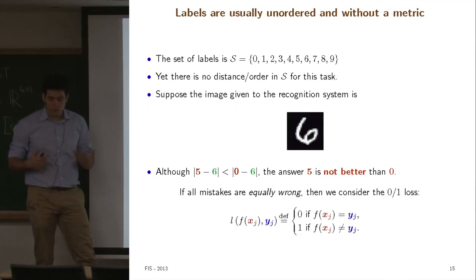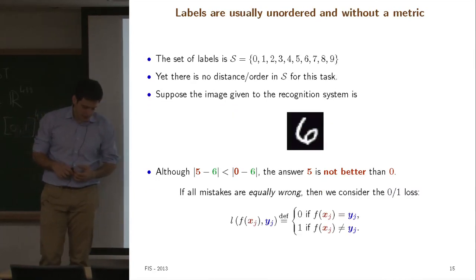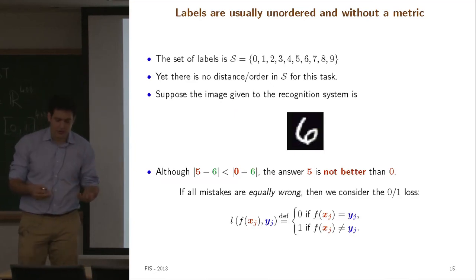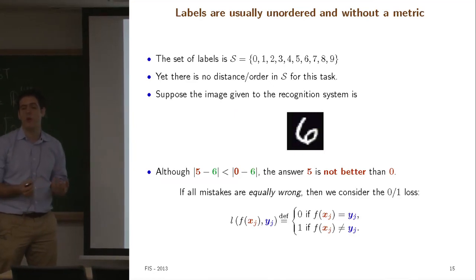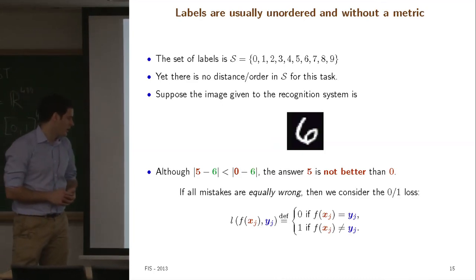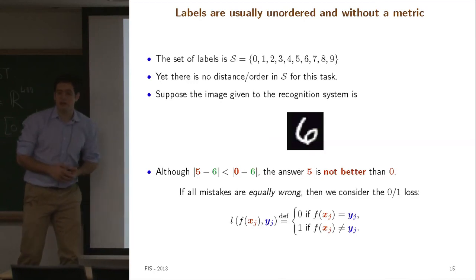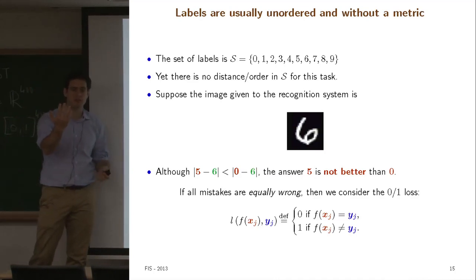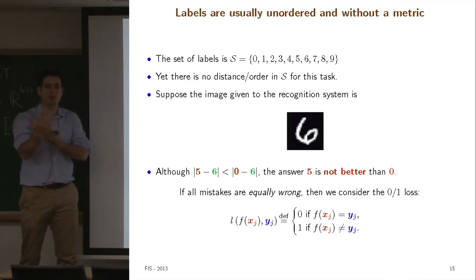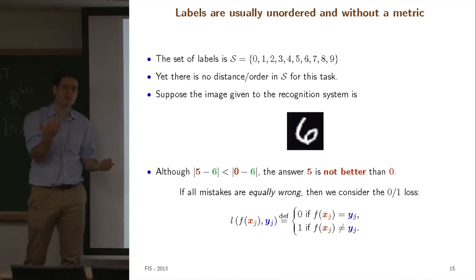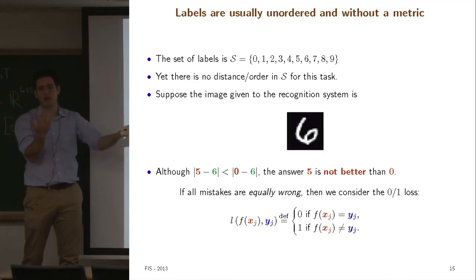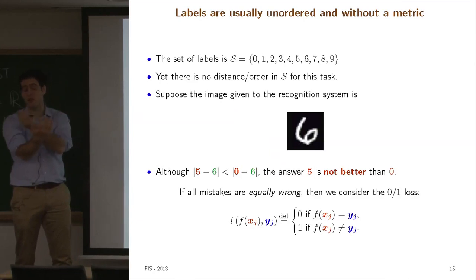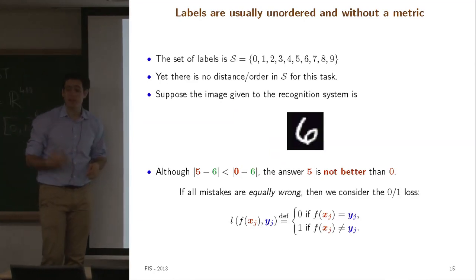So what people usually do in classification, as a first step, is use something called a 0-1 loss. This is what we will use in this lecture. So what is the 0-1 loss? It's the idea that all mistakes are equally wrong. If the image is a 6, any other digit is equally wrong: it's the same mistake to say that it's a 5, a 4, a 3, or a 0 or a 9. Then you can consider the 0-1 loss.